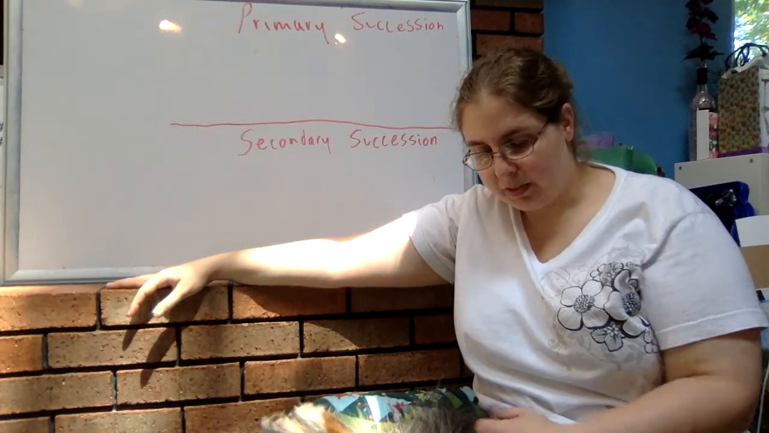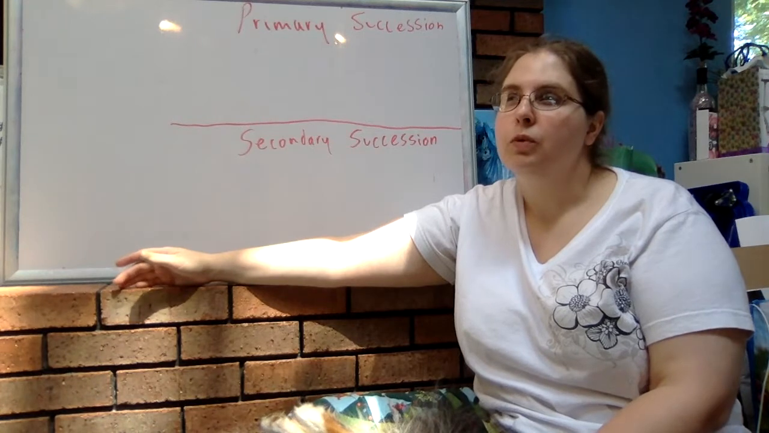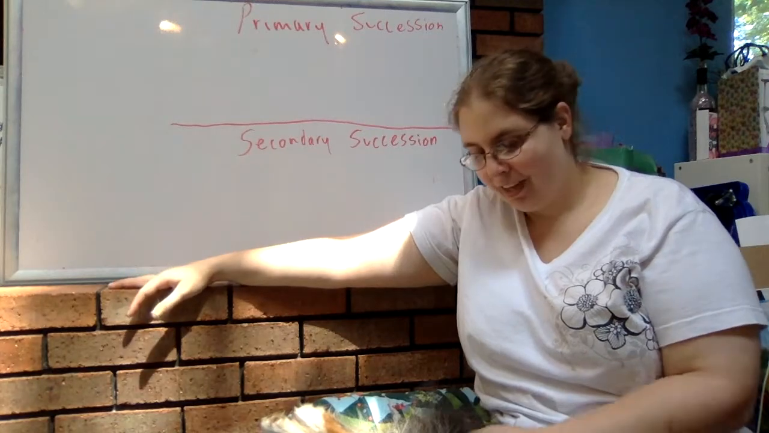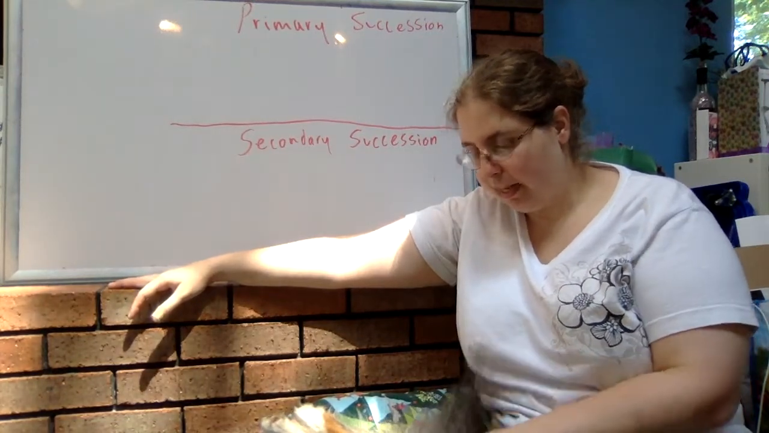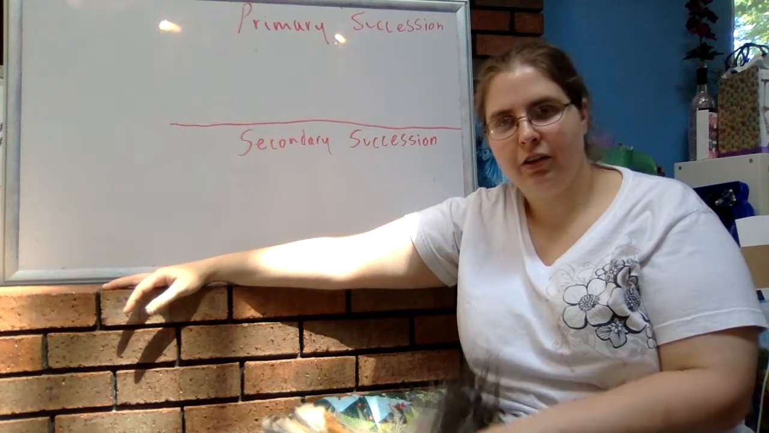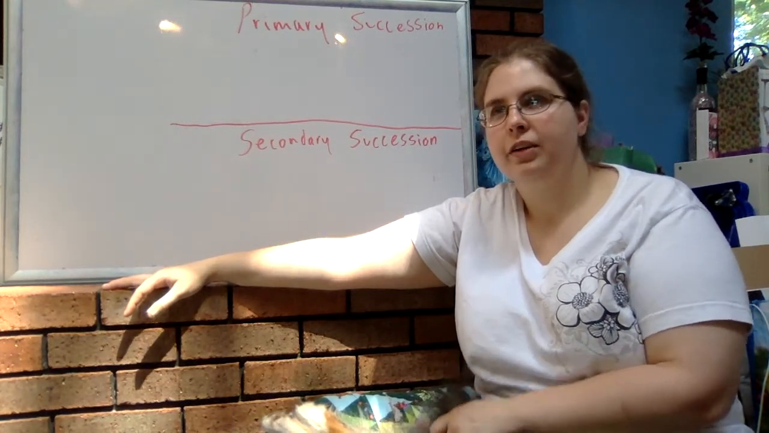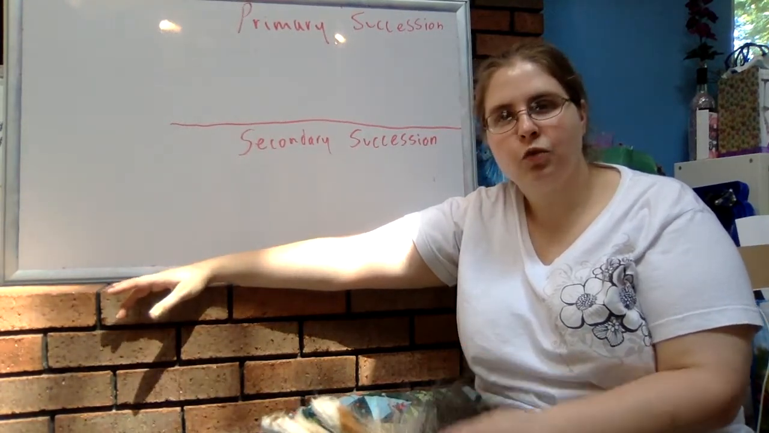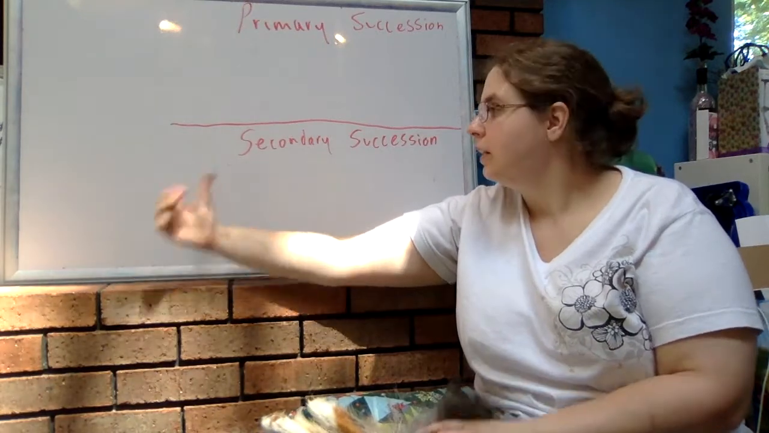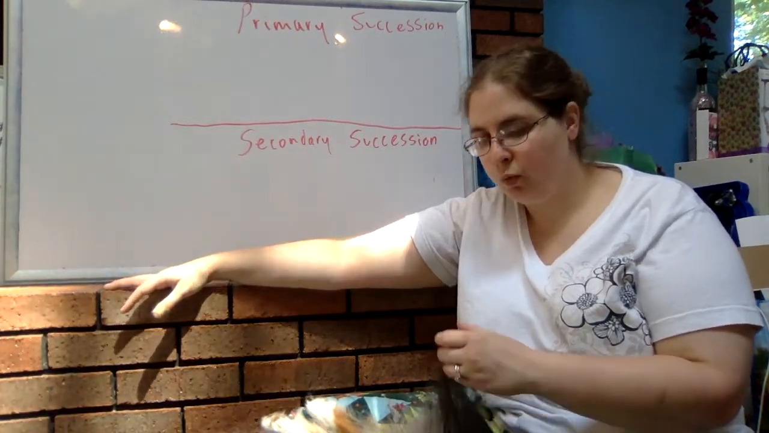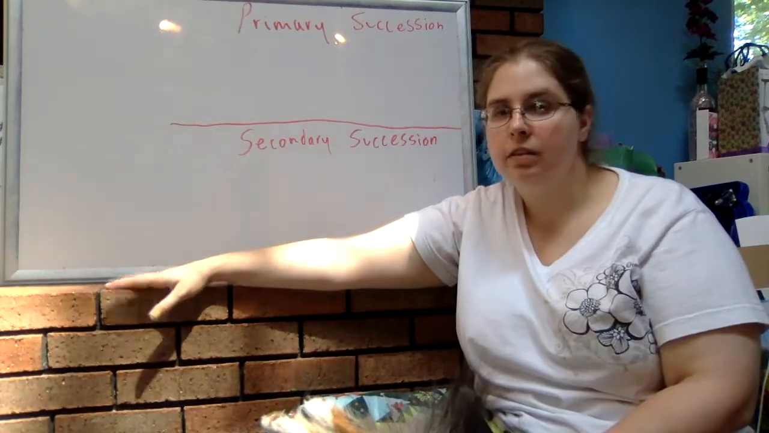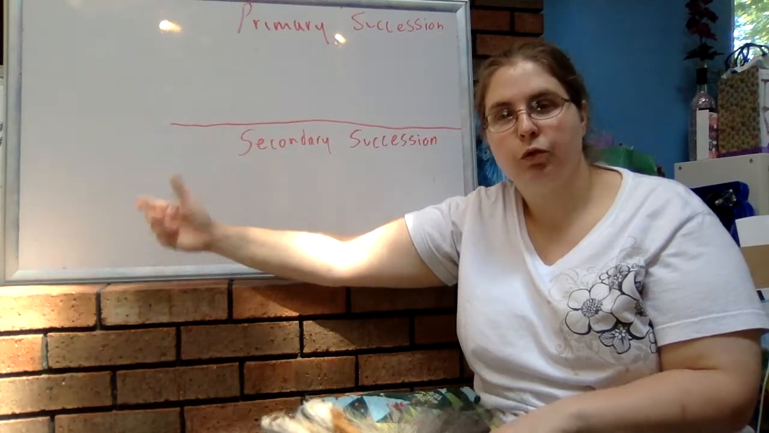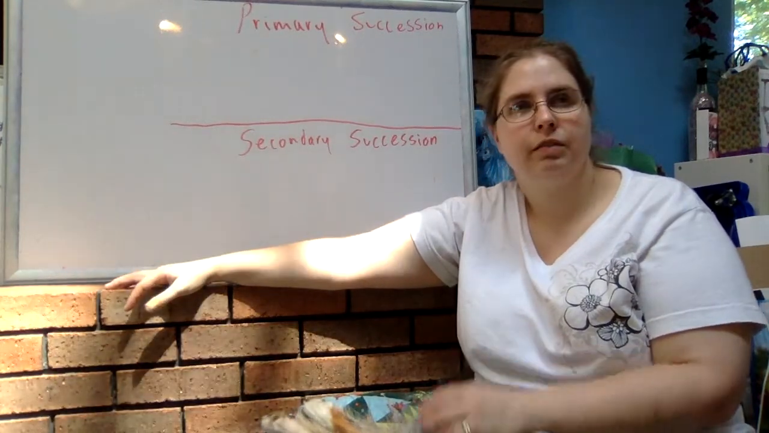Now, you might know that the word primary refers to first, and secondary refers to second. What we're going to be talking about is how primary succession occurs where there is no soil, so there's bare rock, and it will actually create a new ecosystem. Secondary succession, on the other hand, is when an ecosystem has been damaged but not destroyed, and we look at the steps needed for it to recover, to go back to the way it was.